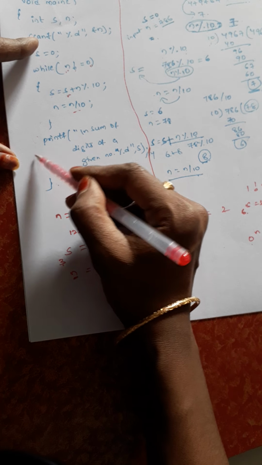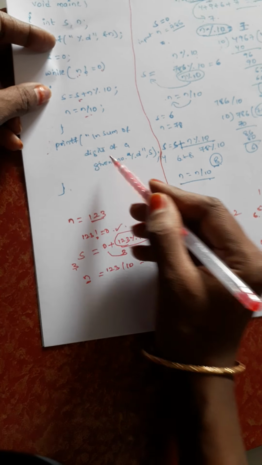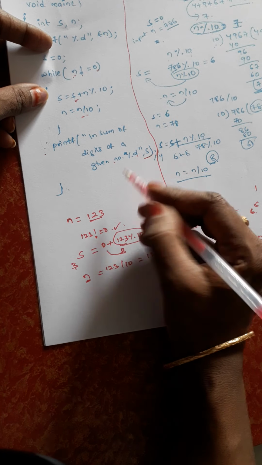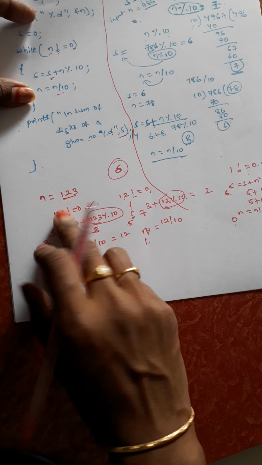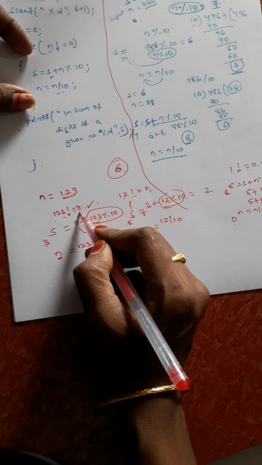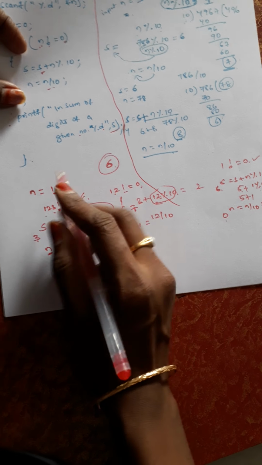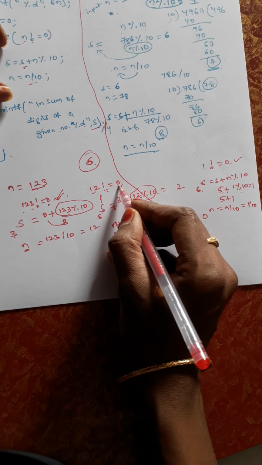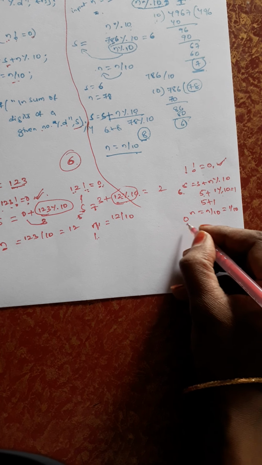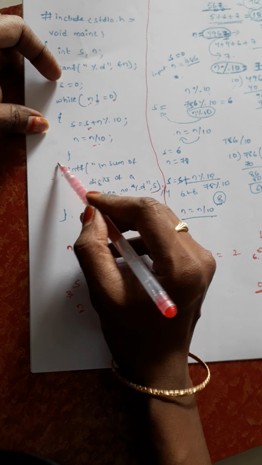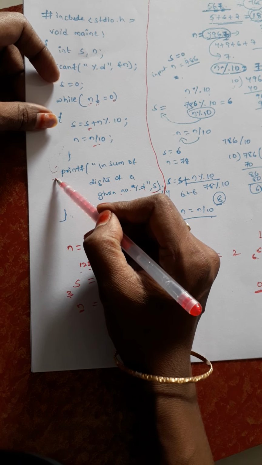The control comes out of the loop. What is the sum of digits of the given number? 6, that is the answer. So first the condition 123 not equals 0 is satisfied. Next time 12 not equals 0, satisfied. Next 1 not equals 0, satisfied. At last the n value becomes 0, so at that time the condition becomes false and the control comes out of the loop.